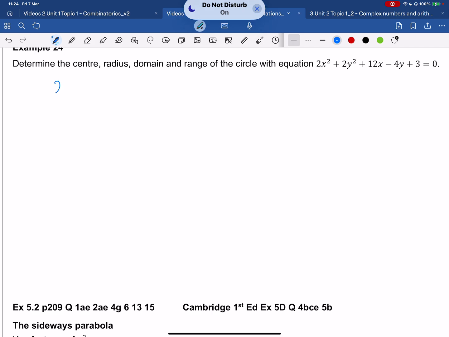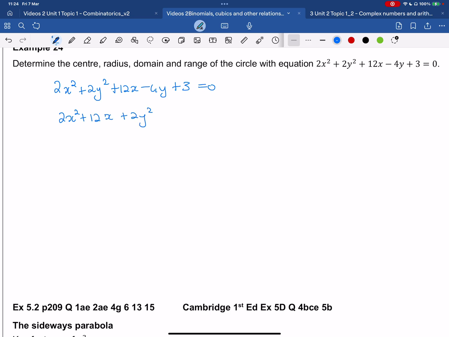So we have 2x squared plus 2y squared plus 12x minus 4y plus 3 equals 0. Now, my advice to you: get the x's all together, get the y's all together, and put the constant term over to the right-hand side. So we've got 2x squared plus 12x plus 2y squared minus 4y is equal to negative 3.